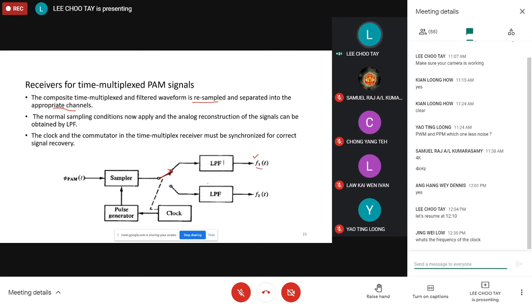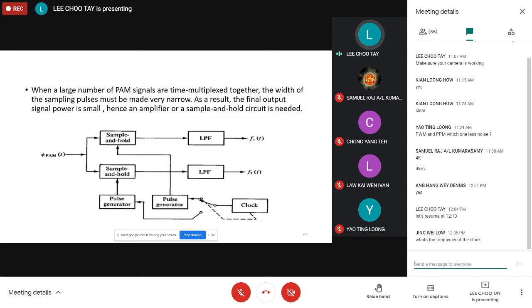This is low pass filter number 1. Then to recover signal number 2, which is the next sample coming in, the commutator now switches to the circuit for signal number 2 recovery, which is the second low pass filter. For this to work correctly, as I mentioned just now, the clock and the commutator must be synchronized again. That is for recovery.